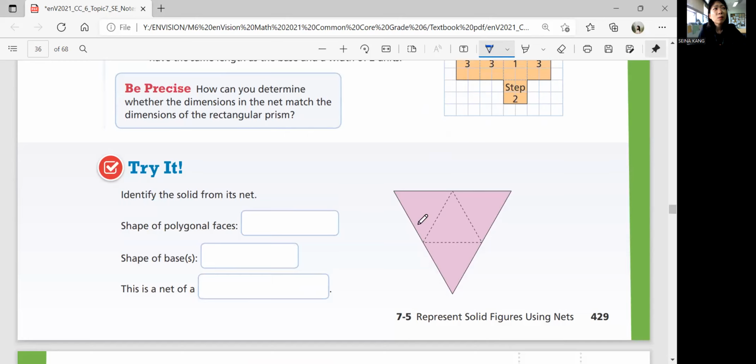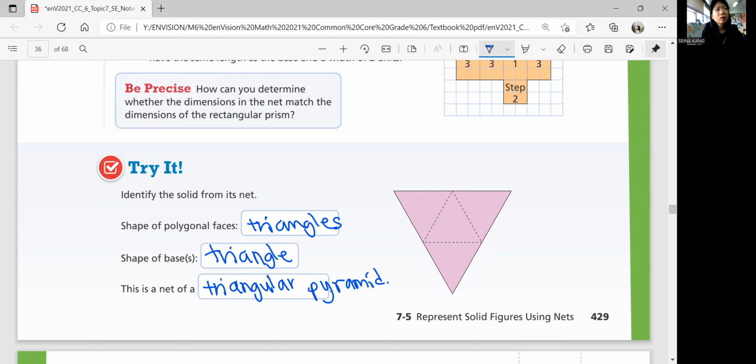Identify the solid from its net. What kind of solid would this be? What is the shape of the polygonal faces? What is the shape of the base? This is a net of a blank. Can you figure this out? Looking at the net, you have 3 faces. They are triangles, right? What about the base? The base is also a triangle. So this is a net of a triangular pyramid.